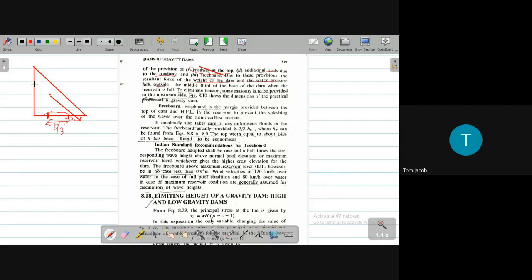There will be a free board here, then here we provide projections. That is, so to bring this resultant back to this middle third portion. Okay, so that is a practical profile.